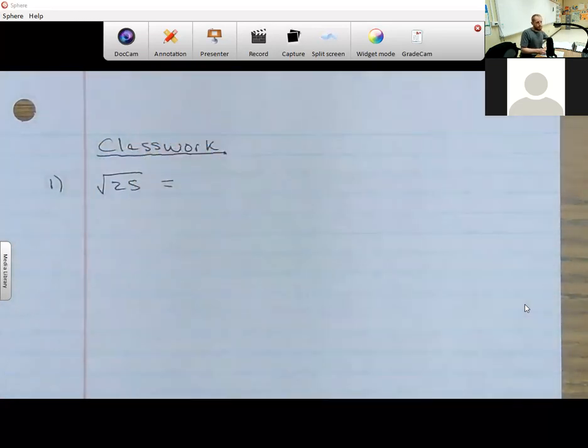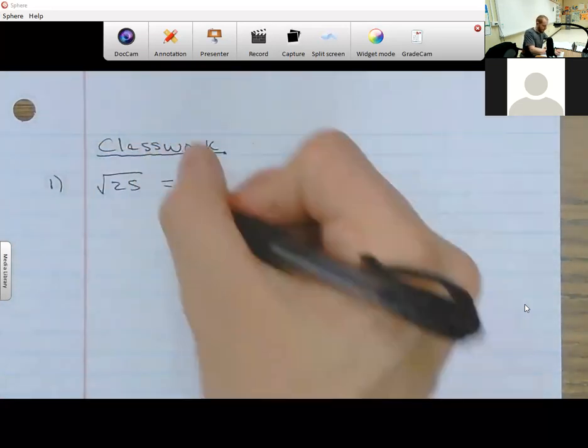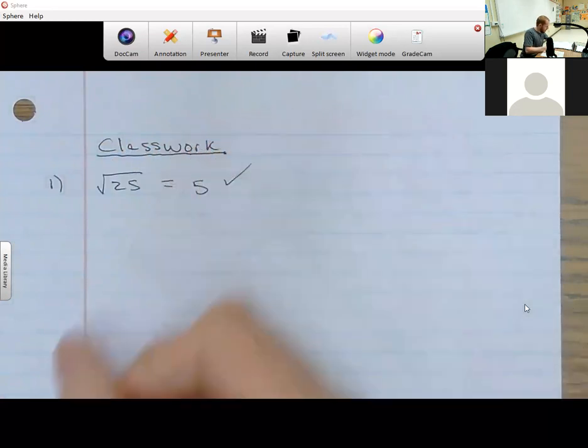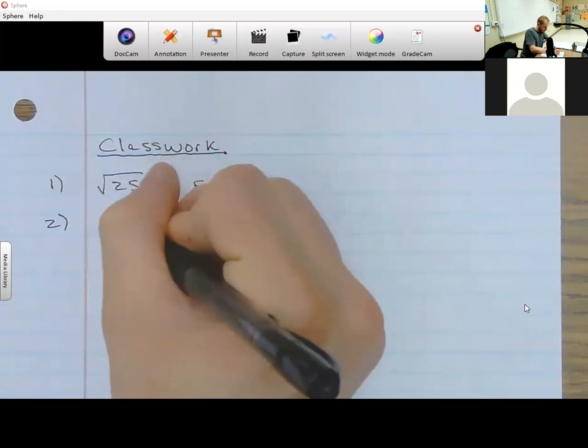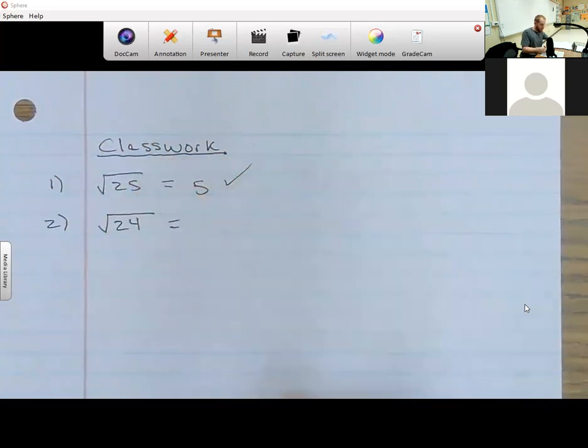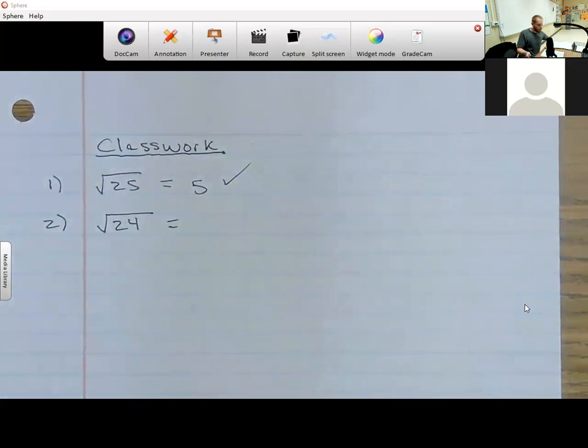Square root of 25. That would just be 5. Duh, we know that. Number 2. Square root of 24. Okay, this is not a perfect square, not at all. So we need to break it up into factors. And hopefully one of those factors is going to be a perfect square.